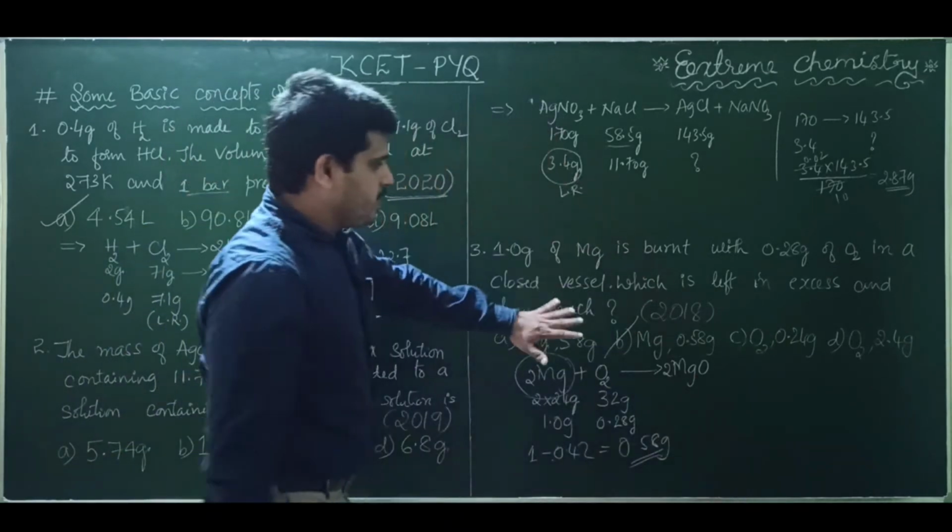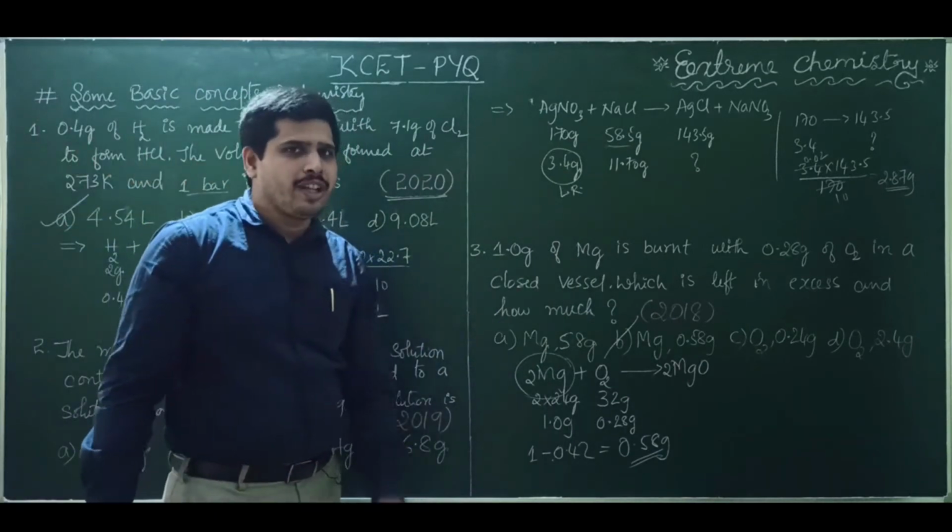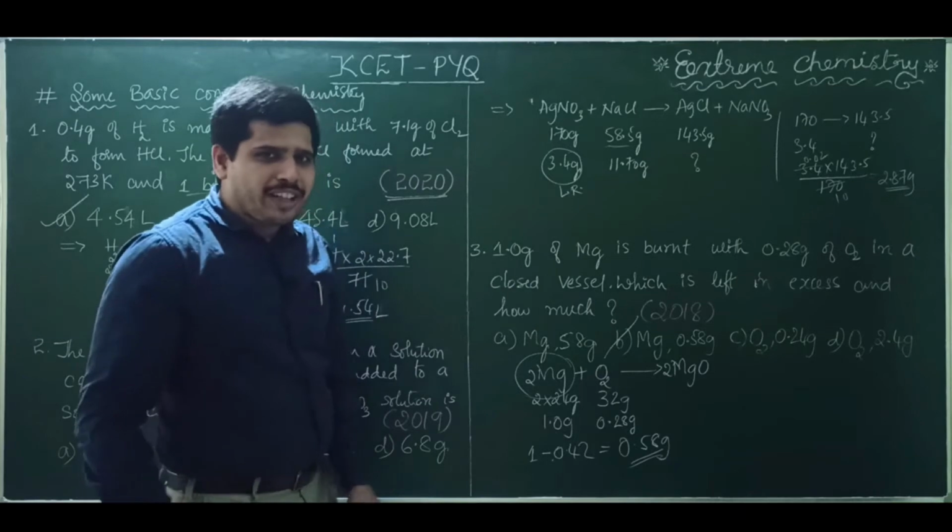So all the 3 years 18, 19 and 20 it is based on the limiting reactant concept. So what conclusion can you draw from this?